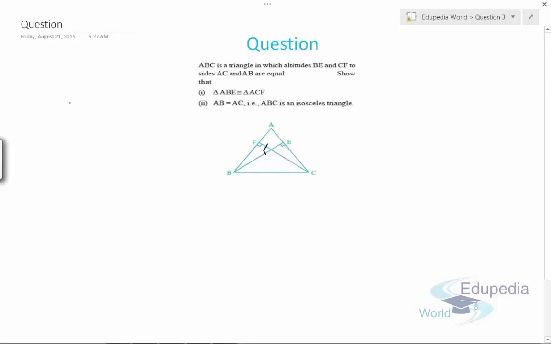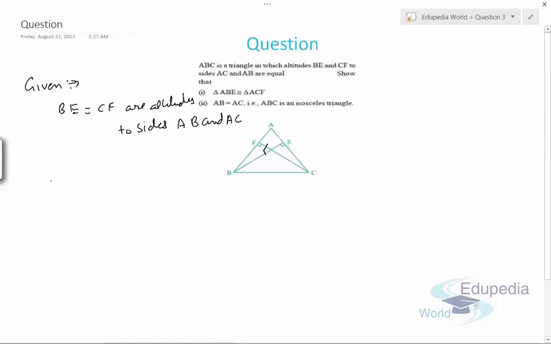So let's see how we can do these type of questions. First of all, we need to write what is given. It's given that in triangle ABC, the altitudes BE and CF are equal. So you can write BE equals to CF. It's given, and these are altitudes to sides AB and AC.